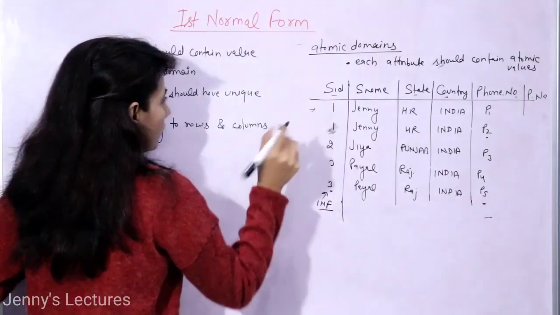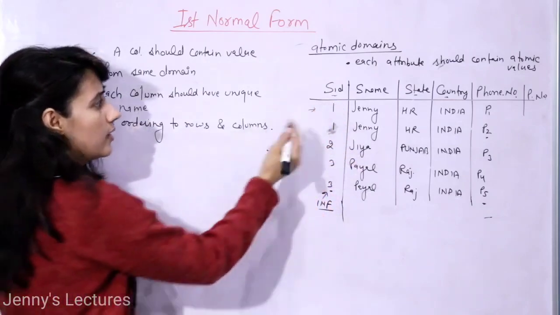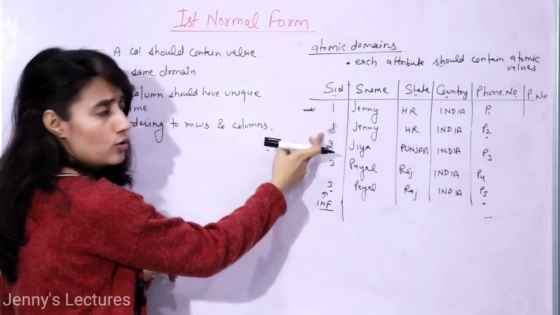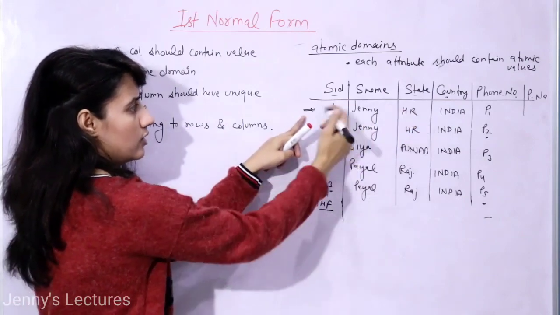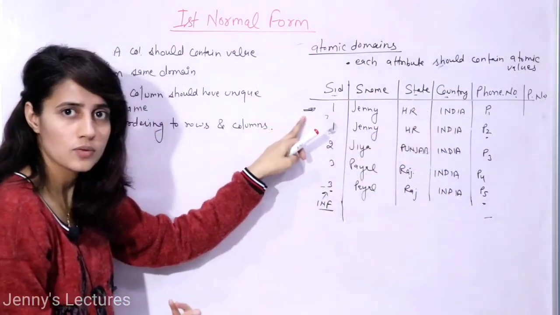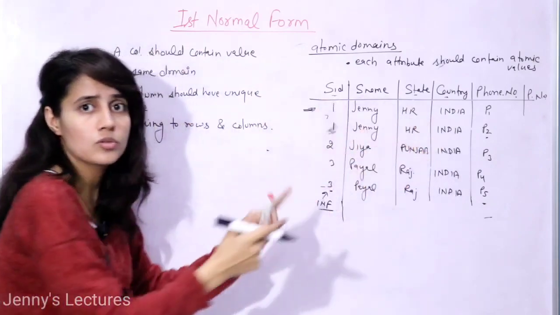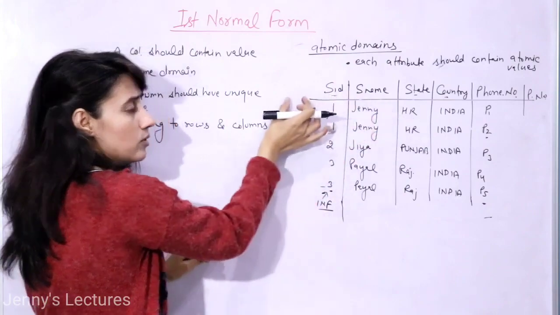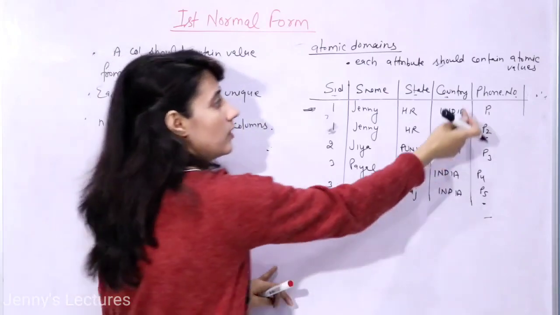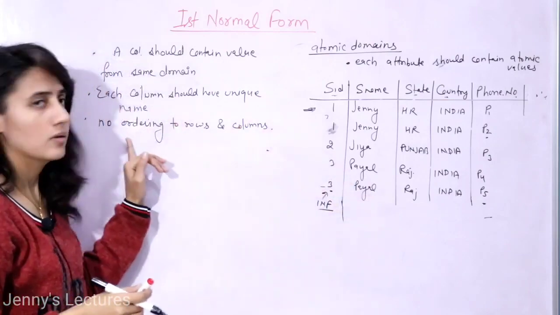The fourth rule is what? No ordering of the rows and columns is applicable. See, it's not like this row will be first, this row would be second. Maybe you can write 1 Jenny HR, this information here. After that you can write this information, 3 Payal Rajasthan India and P5, right? So there is no top to down ordering of the rows and no left to right ordering of the columns. Maybe you can write this attribute SID after that, maybe SID after phone number. Maybe you can write country here, state here. So the ordering does not matter. This is the fourth rule.